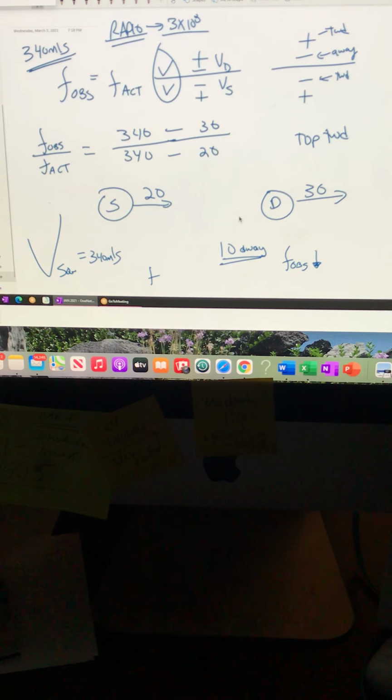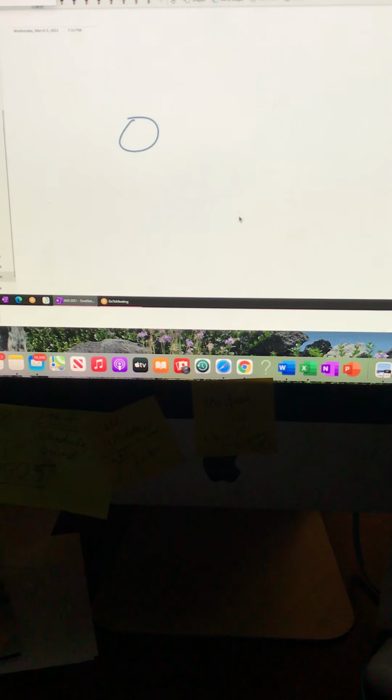Are you surprised this number is bigger than 1? You shouldn't be. Why not? Because the frequency observed is greater than frequency actual. Get it? I like it. Told you, man. Told you. Let's do another one. All right, here we go.